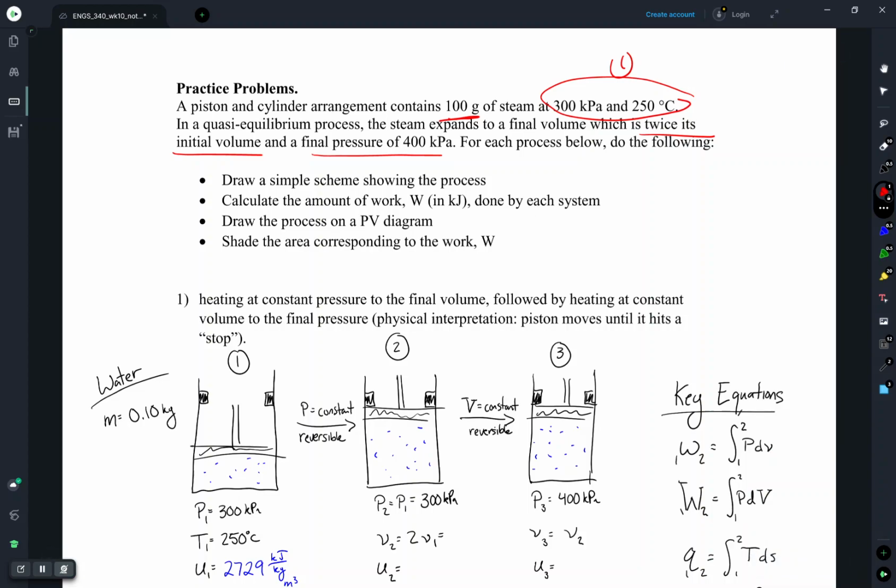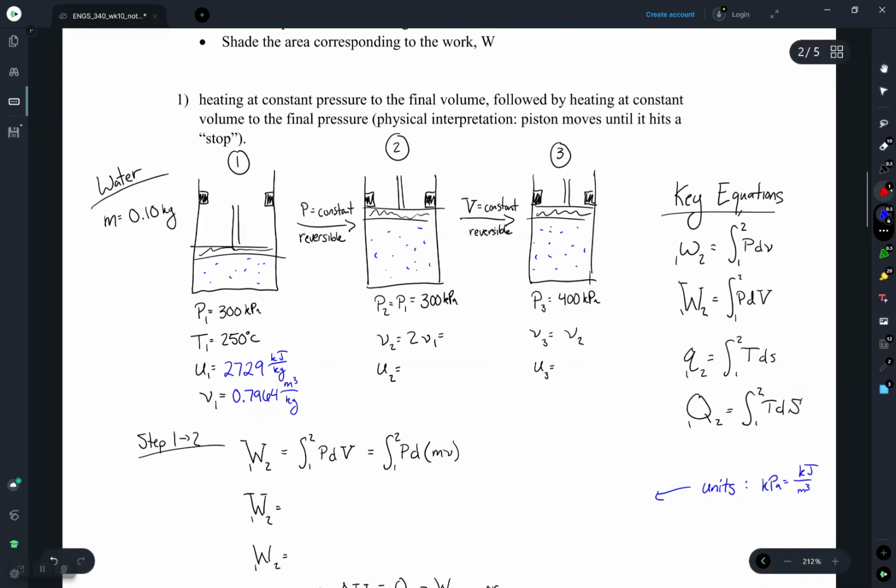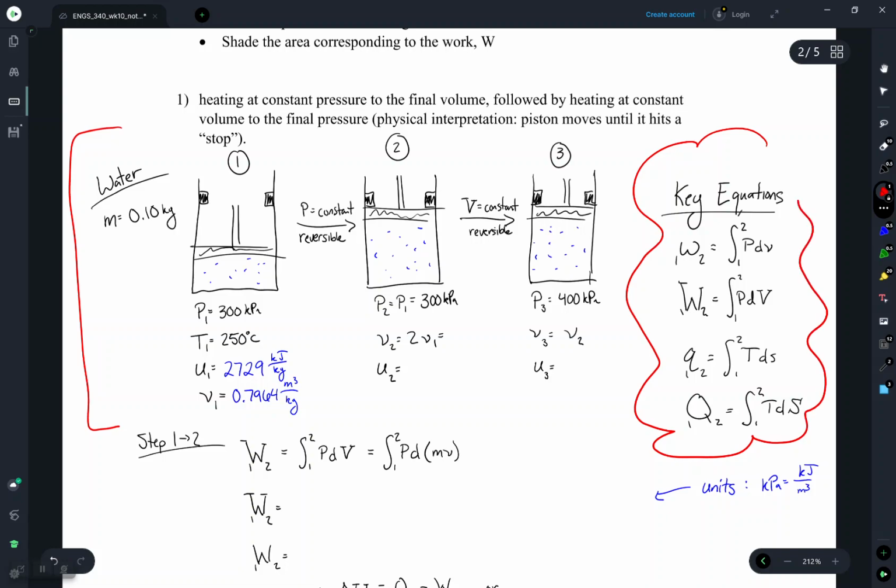All right, so if we dive in here, we have a lot of this done already for us. So first what we're going to do is draw out the process, something like what I have up here. So maybe you want to pause and take some time to do that. Take some time to copy down these key equations. Those are equations that we're going to be using really throughout our analysis of control masses.